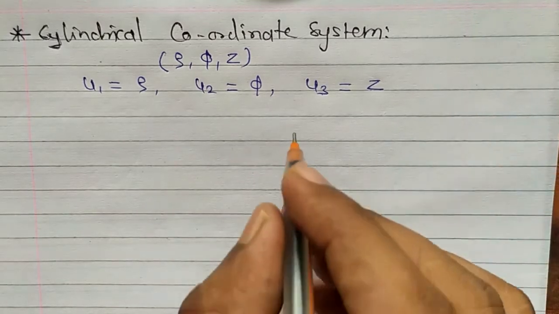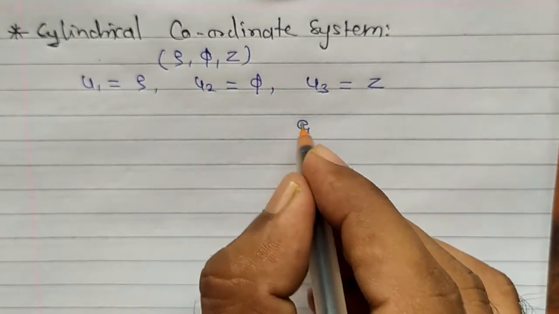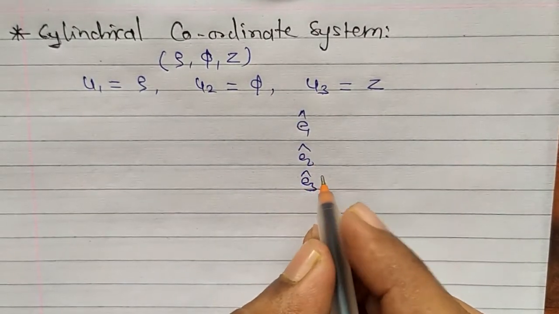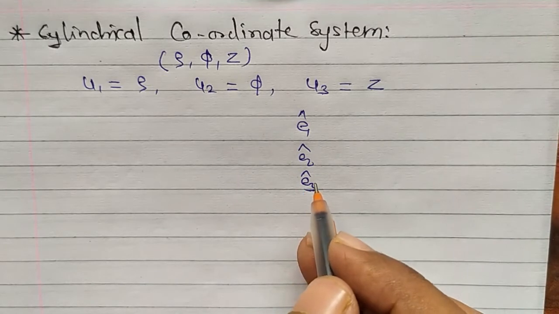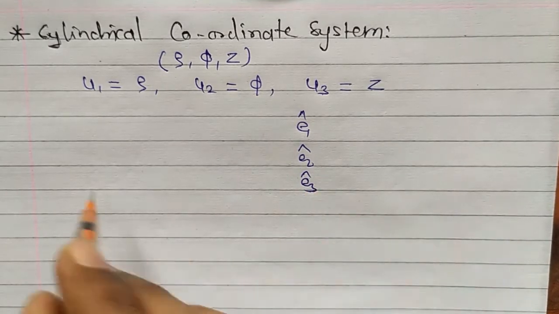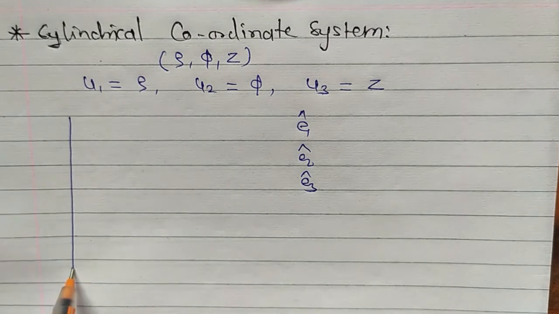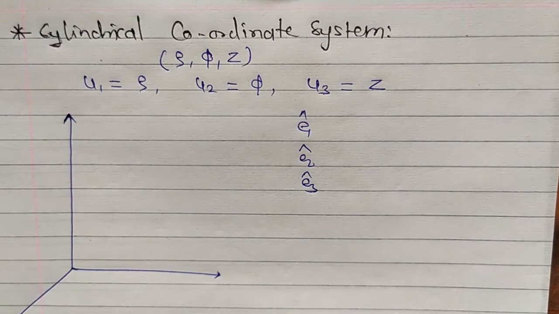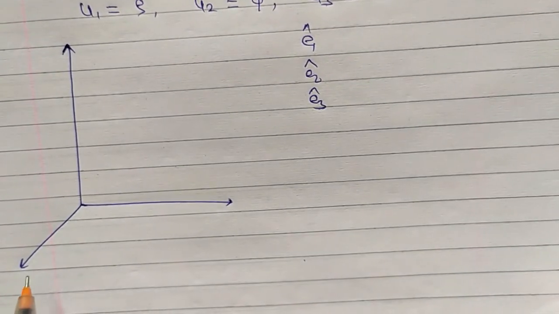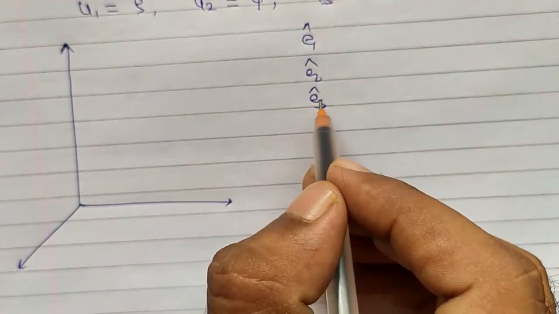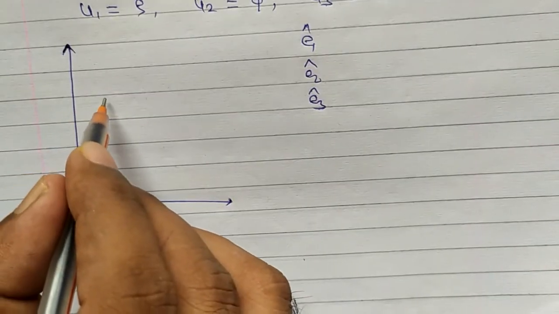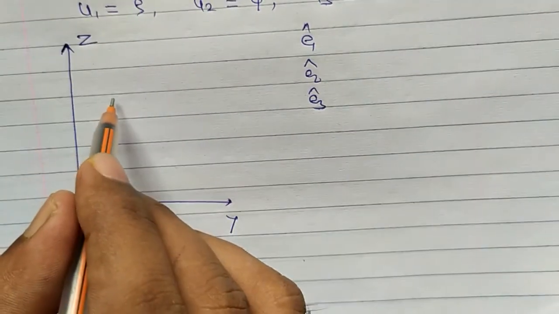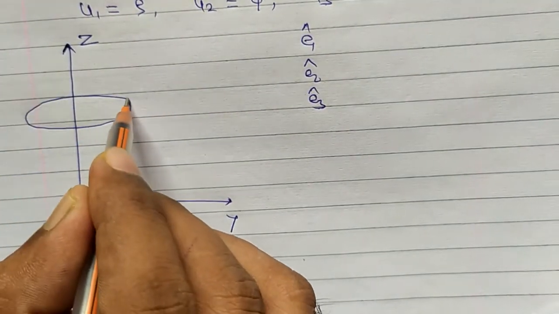I also want to find the unit vectors e1 cap, e2 cap and e3 cap. These are the unit vectors in the orthogonal curvilinear coordinate system. I will draw the diagram of the cylindrical coordinate system, and we will try to find e1 cap, e2 cap and e3 cap using this diagram. So this is the x coordinate, this is the y coordinate, this is the z coordinate, and I have to draw a cylinder.